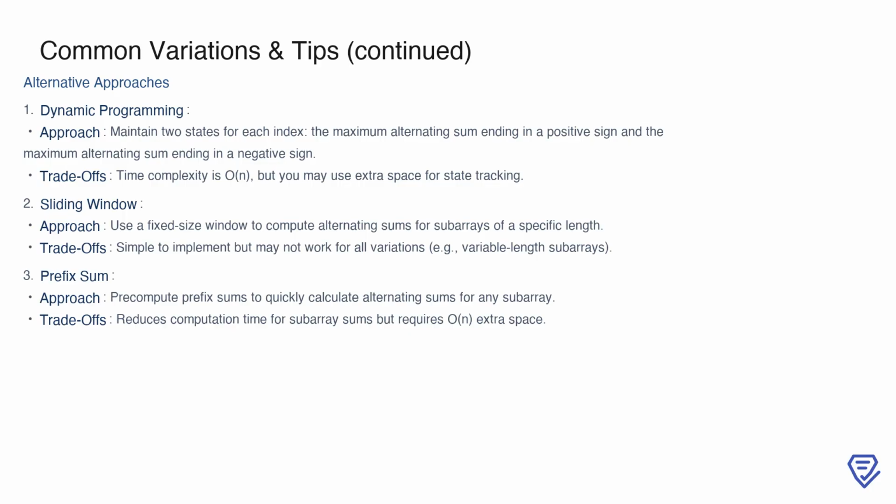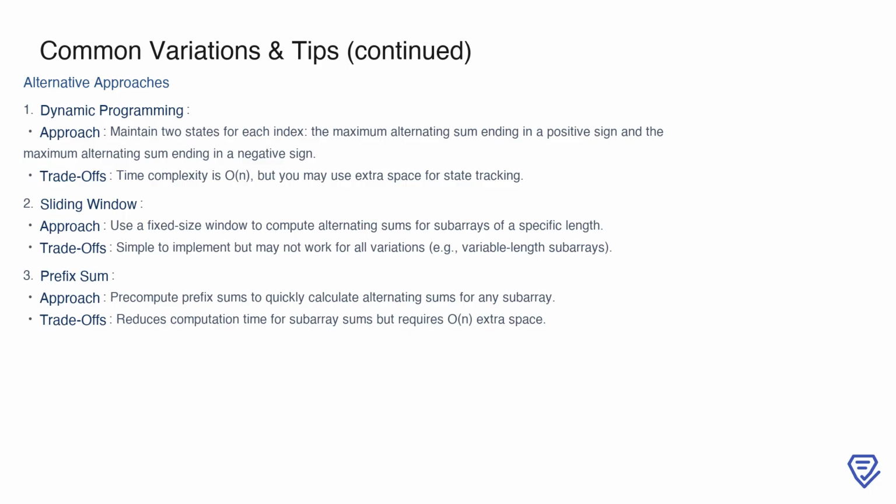Another option is the sliding window technique, which involves using a fixed size window to compute alternating sums for subarrays of a specific length. While this method is simple to implement, it may not be suitable for cases where subarray lengths vary. Finally, the prefix sum approach precomputes cumulative sums, allowing you to quickly calculate alternating sums for any subarray. This reduces computation time but requires O(n) extra space.